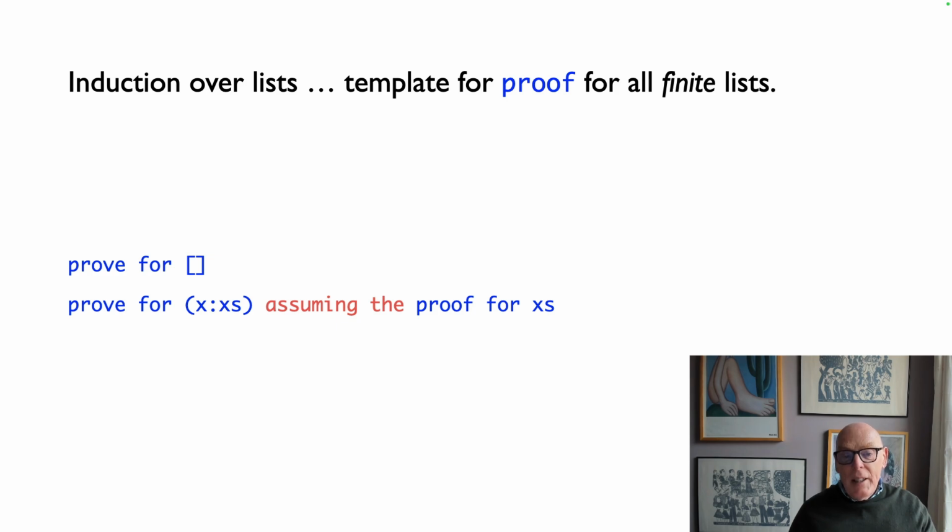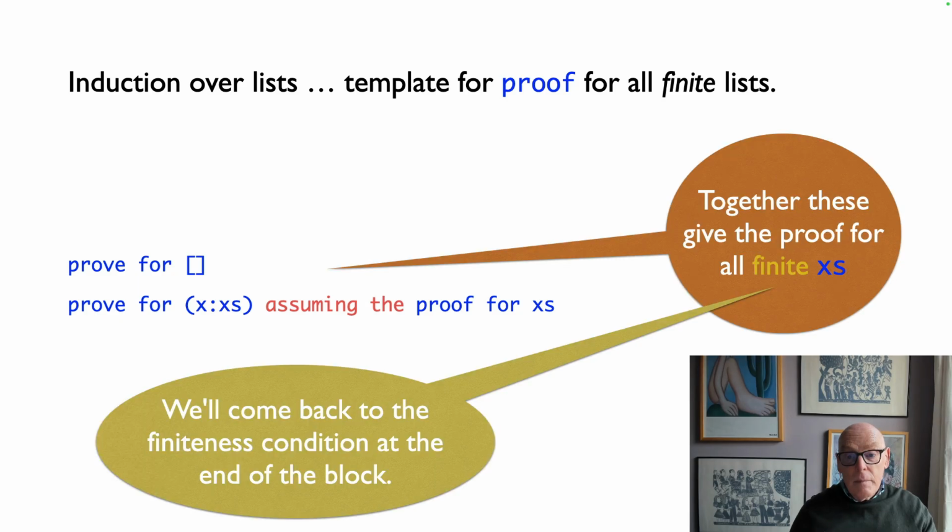So there's a slight caveat here, and I will come back at the end of the block to talk about what I mean by finite lists. And just to let you in on it, I think we've seen already that there are infinite lists in Haskell because of lazy evaluation. And I'll talk a bit more about how we think about proofs for those at the end of the block. Now let's look at an example.